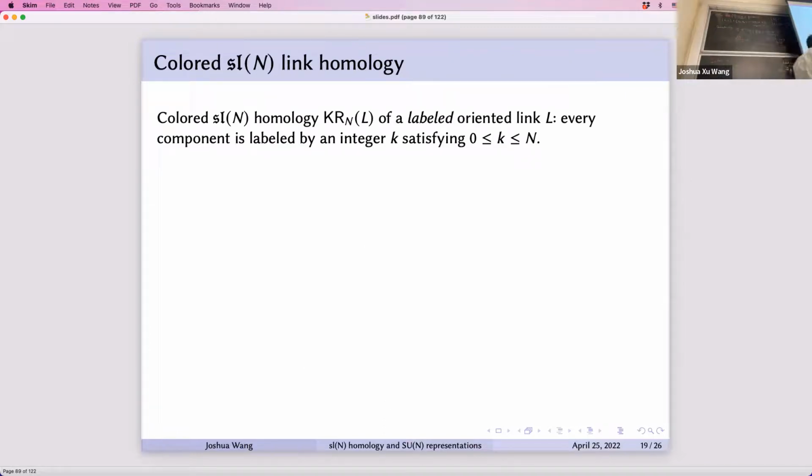Okay. So now I want to talk about a further generalization. There's a thing called colored SL(N) homology. And now it's not an invariant of an oriented link. You need a little extra data, and what you need is a number associated to every component of that link. And that number is just a number between 0 and N. When the number is 0 or N, then it's a trivial sort of invariant. So you should think of the numbers as being between 1 and N-1.